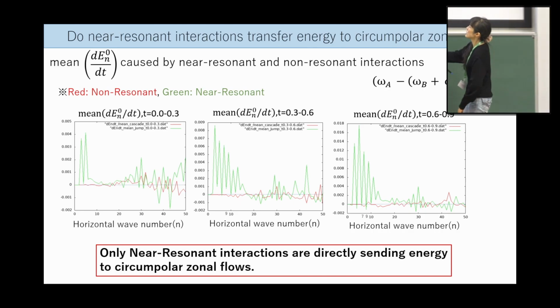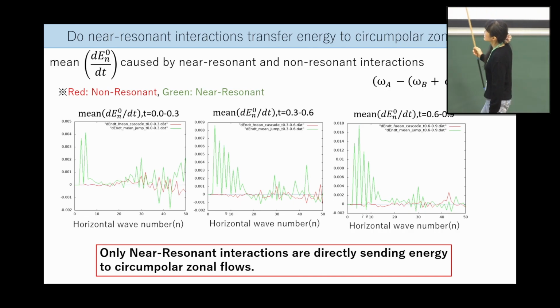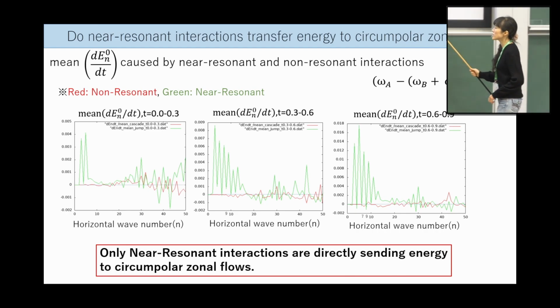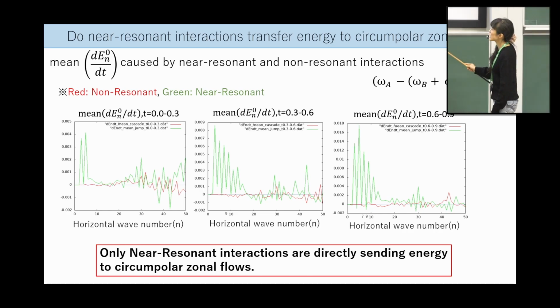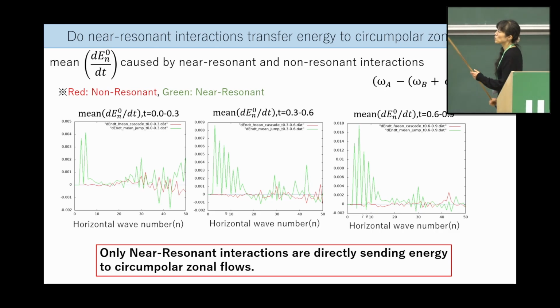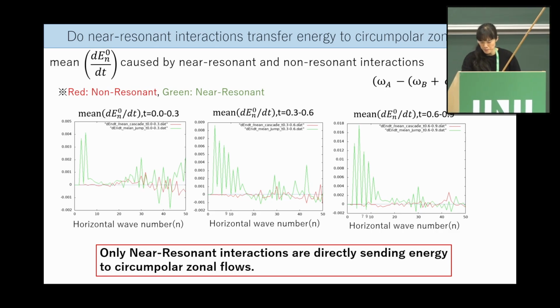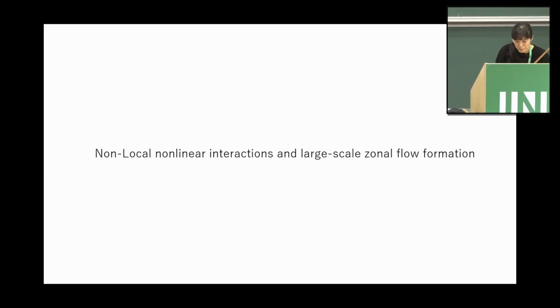And in all time stages, we see a very large value for green, which means near-resonant interaction. And we don't see non-zero value by non-resonant interaction. So this suggests that only near-resonant interactions are directly sending energy to circumpolar large-scale zonal flows. So this is the first result I would like to show you.